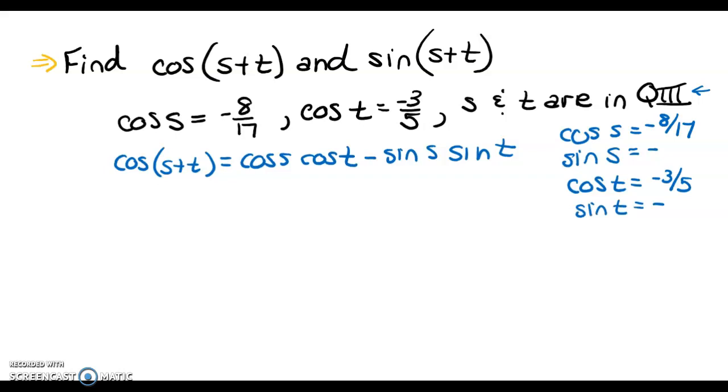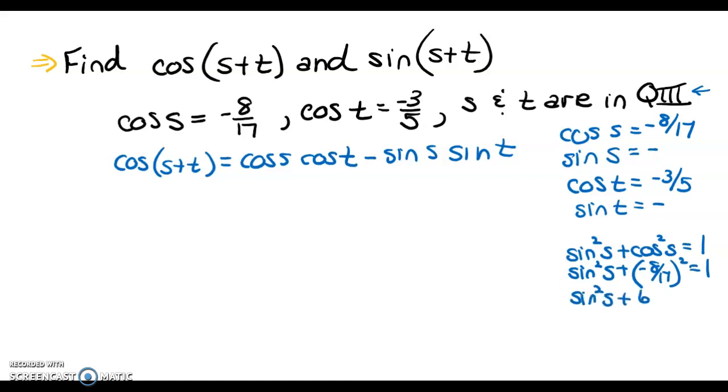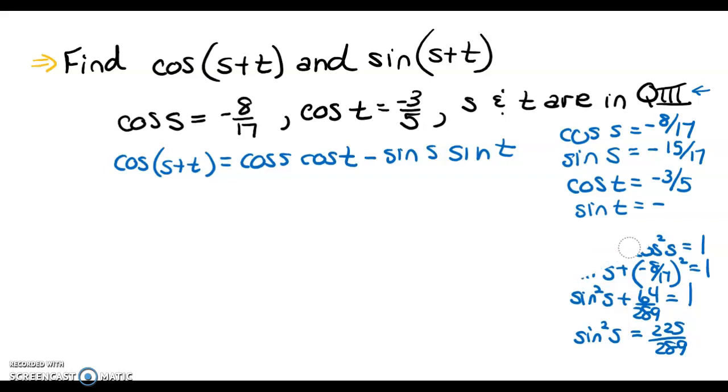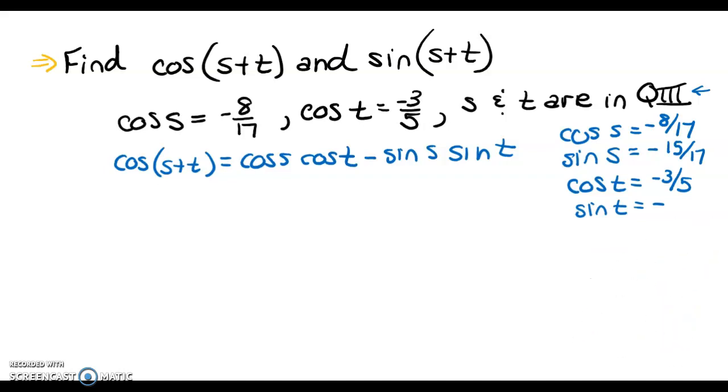So I'm just going to use my Pythagorean identity. Sine squared s plus cosine squared s equals 1. Sine squared s plus negative 8 over 17 squared equals 1. Sine squared s plus 64 over 289 equals 1. I need to subtract that from both sides, and I'm going to get 225 over 289. So when I take the square root, I get negative 15 over 17. You know, if you think about it, that is also a nice right triangle that you can set up. It's an 8, 15, 17 triangle, one of your special Pythagorean triangles.